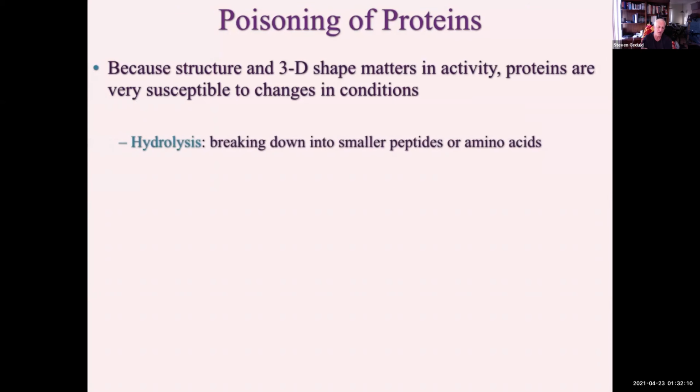Okay, hydrolysis. Hydrolysis is breaking down into smaller peptides or breaking down to amino acids. You break the protein chain down. Changes in pH can cause this. Enzymes can cause this. Temperature can cause this. Okay, this allows you to add water across that polypeptide linkage and change it into a small peptide or break it down to amino acids. Again, change in pH, temperature, enzymes.